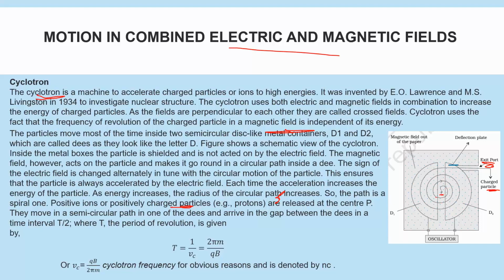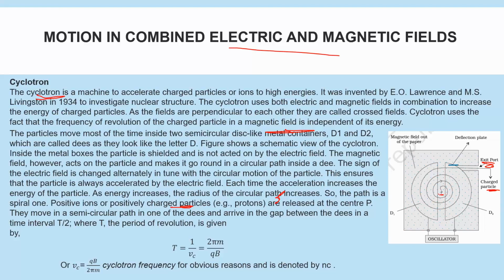Okay. So each time the acceleration increases, the energy of the particle increases. And with the increase in the energy, the radius of the circular path increases. Okay, so that is why you can see that this is a spiral path that is being followed by this charged particle within the cyclotron, within the two Ds.